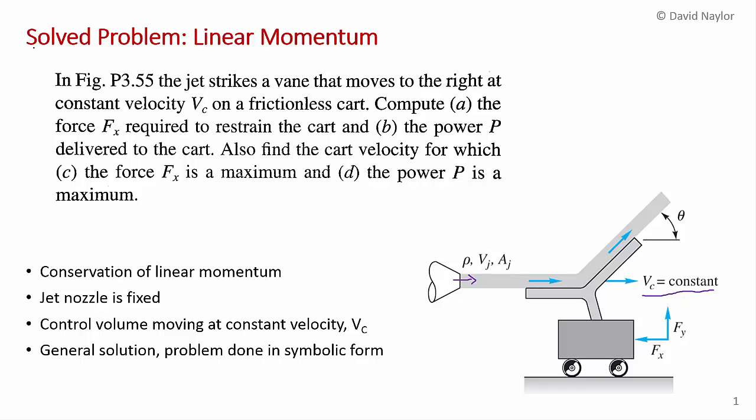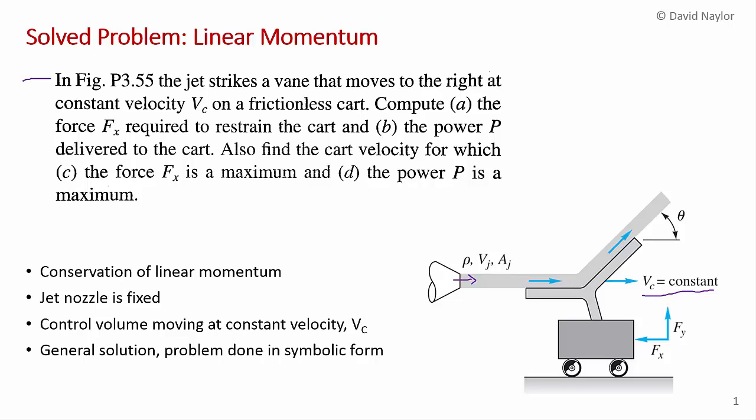It says up here, in figure P3.55, the jet strikes a vane that moves to the right at constant velocity vc on a frictionless cart. Compute A, the force Fx required to restrain the cart. By this, by the way, they're not meaning holding the cart still, they're meaning keeping the cart from accelerating. So it's the force to restrain the cart so it has a constant velocity.